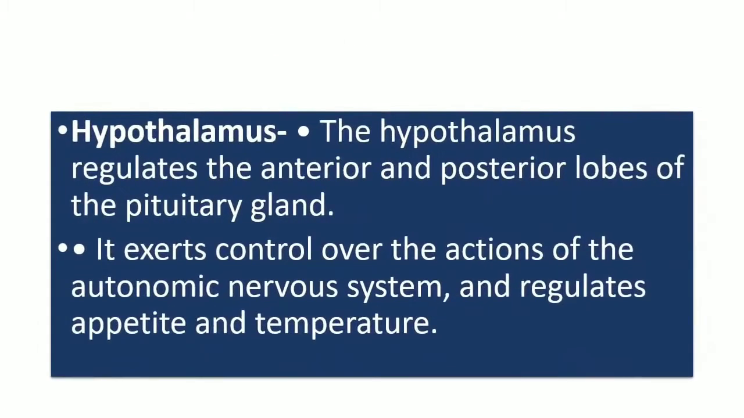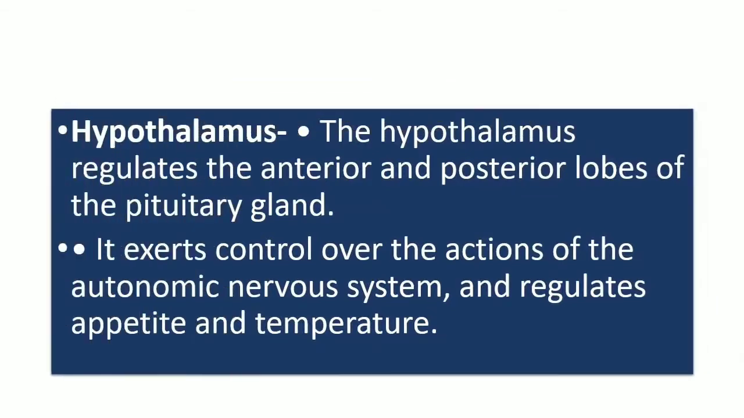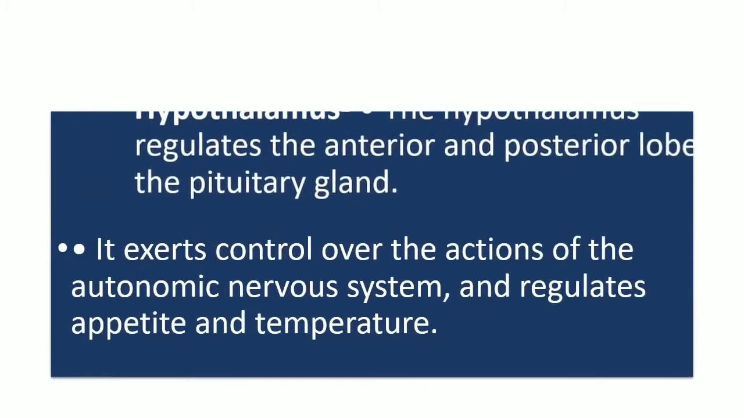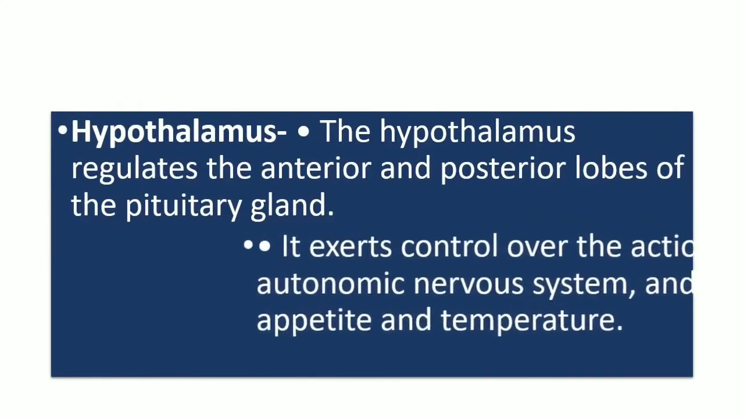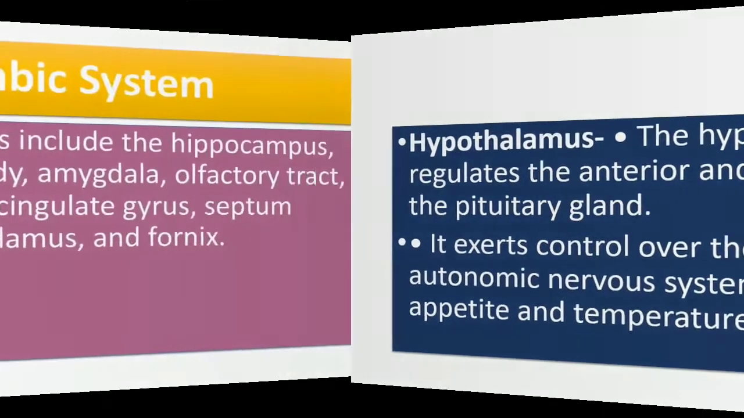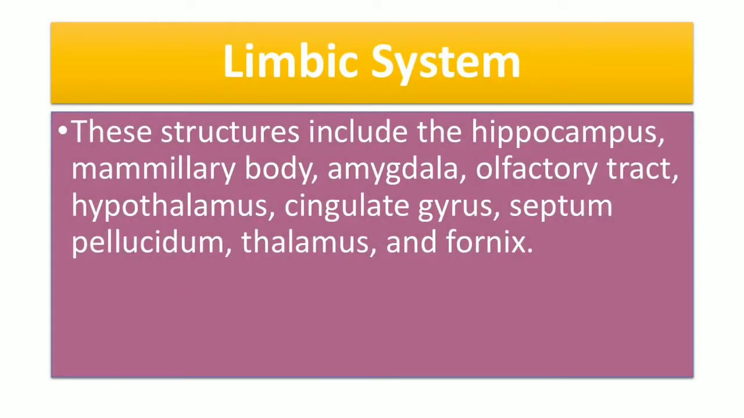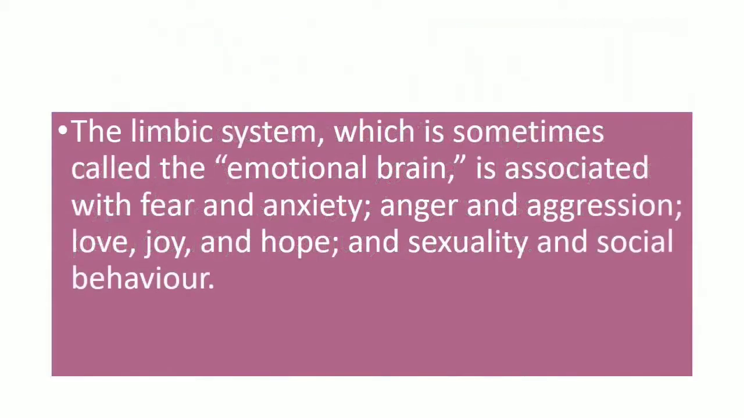Then the hypothalamus. The hypothalamus regulates body functions and controls the pituitary gland, which is also known as the master gland. Then the limbic system. The limbic system includes the hypothalamus, the amygdala, and the olfactory tract. The limbic system is sometimes called the emotional brain, because your emotions are controlled by it. Okay.